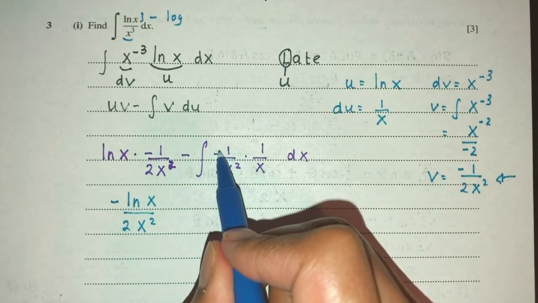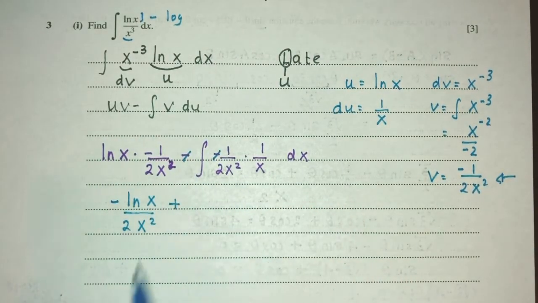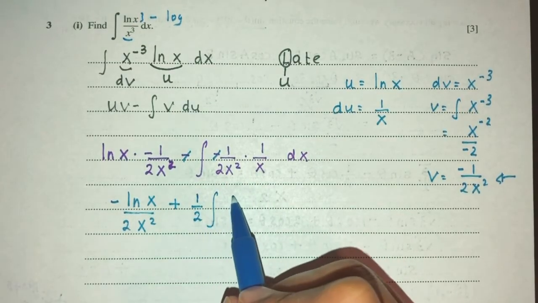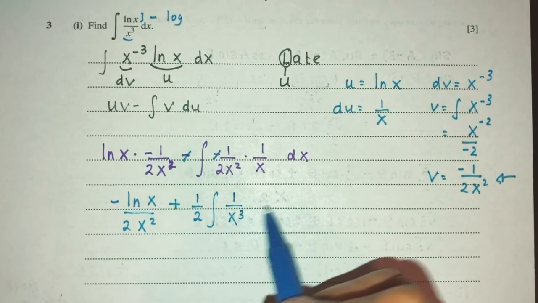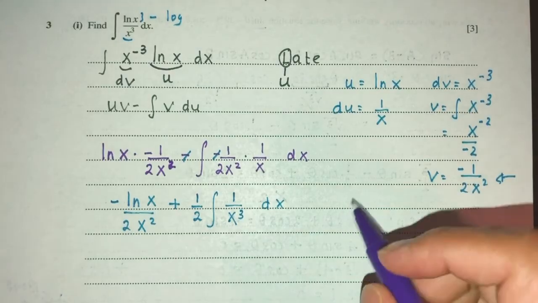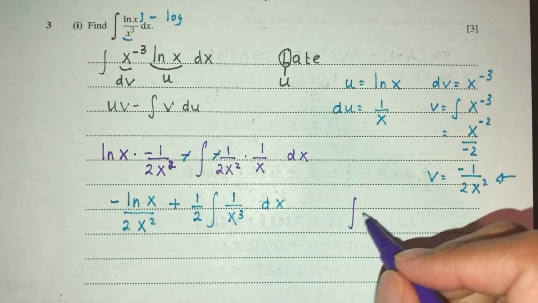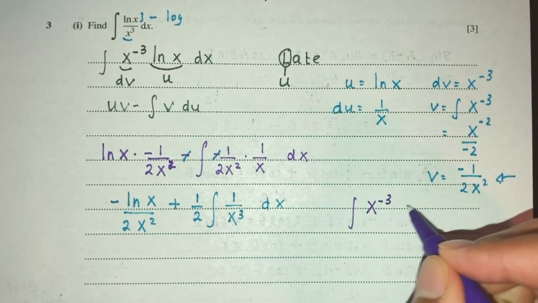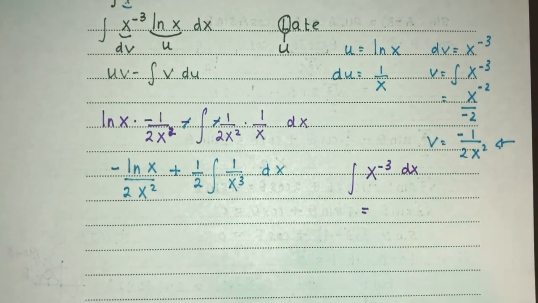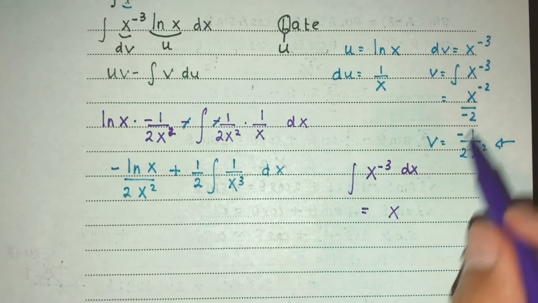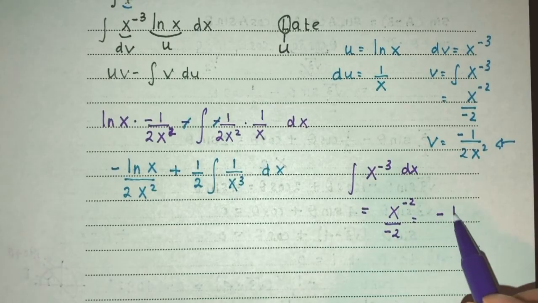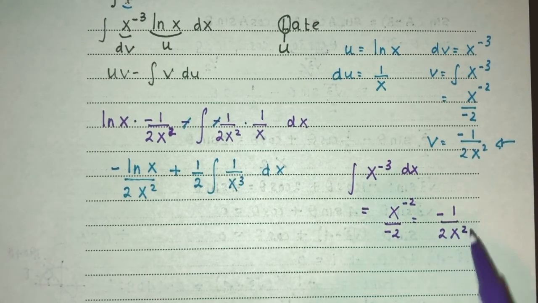Now we have this one cancel out, become plus, and we can take out the half outside. You will have integration of 1 over x cubed dx. So we can do this on the side. So what is integration of 1 over x cubed? We can bring the x up, it will become this. Then this is same as this, right? It will become x to the power minus 2 divided by minus 2, which is minus half over x squared.